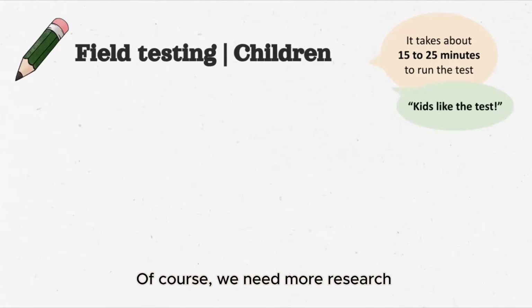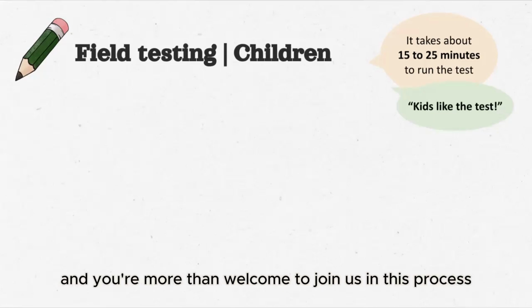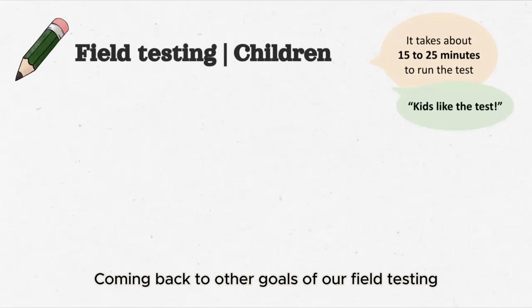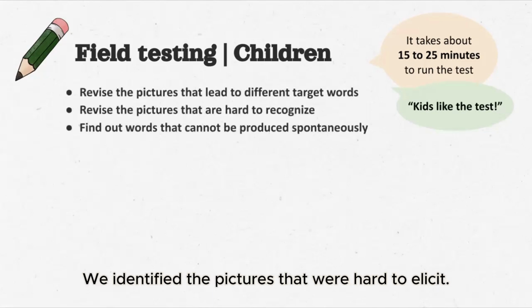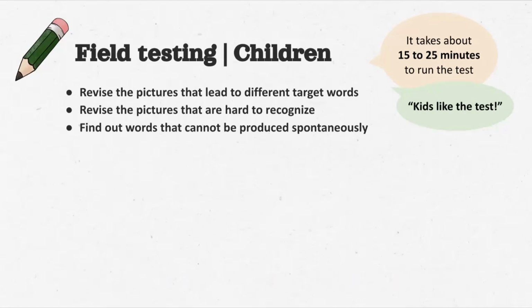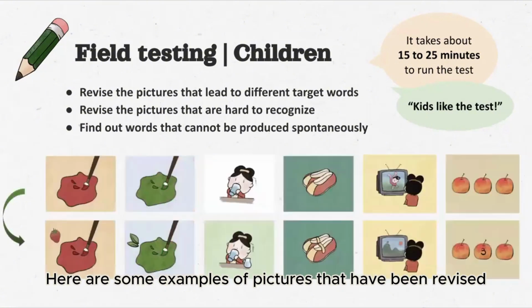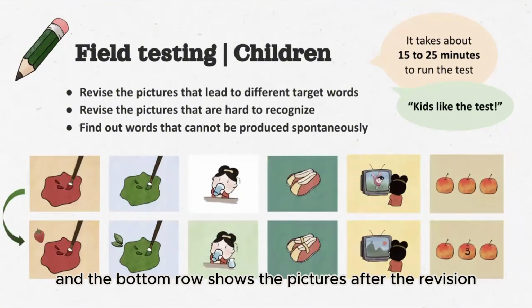Of course, we need more research to determine if this format fits well in different cultural contexts, and you're more than welcome to join us in this process to figure it out. Coming back to other goals of our field testing, we identified the pictures that were hard to elicit, we revised those pictures, and after revisions, most of the pictures became more recognizable. Here are some examples of pictures that had been revised. The top row shows the pictures before the revisions, and the bottom row shows the pictures after the revisions.